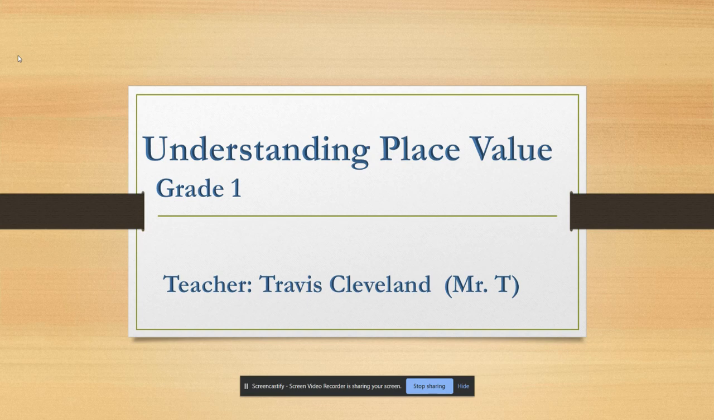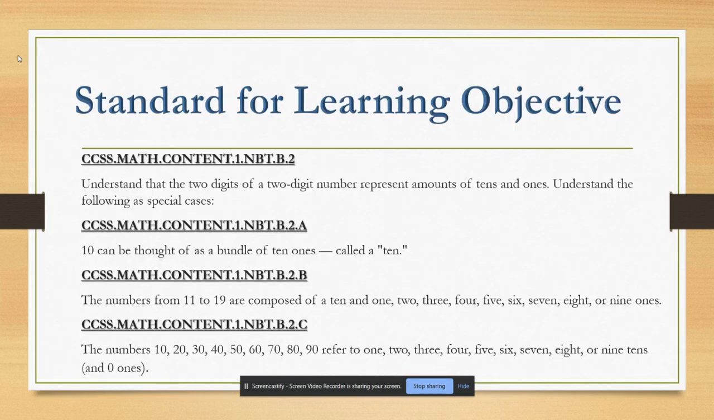Now let's go ahead and look at the math standard that we're going to be focusing on. The standard for this learning objective is content dot one dot mbt dot bt b dot two dot a dot b dot c, and this is: understand that the two digits of a two-digit number represent amounts of tens and ones. Understand the following as special cases.